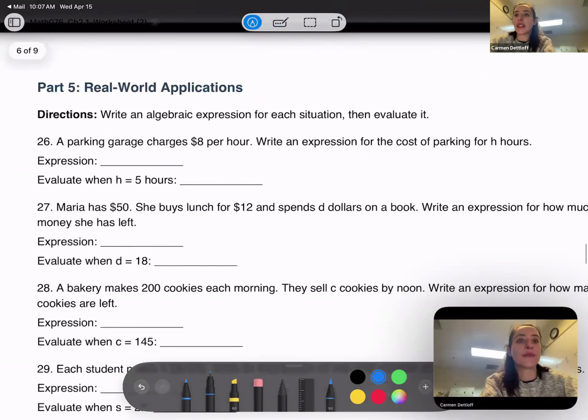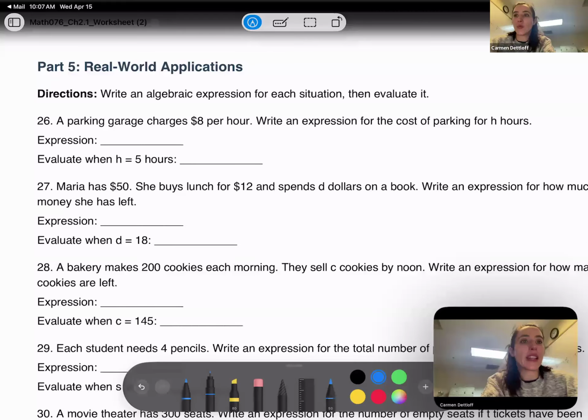Write an algebraic expression for each situation, then evaluate. Ooh, this is harder because this is talking about word problems and making word problems into an expression, but I have confidence we can do this. A parking garage charges $8 an hour. Write an expression for the cost of parking for each hour. So we ask ourselves, is this multiply, divide, add, subtract? So it charges per hour, and I'm parking for 4 hours. I'm going to say in my head, I'm going to multiply. So sometimes it helps to think of a real world scenario.